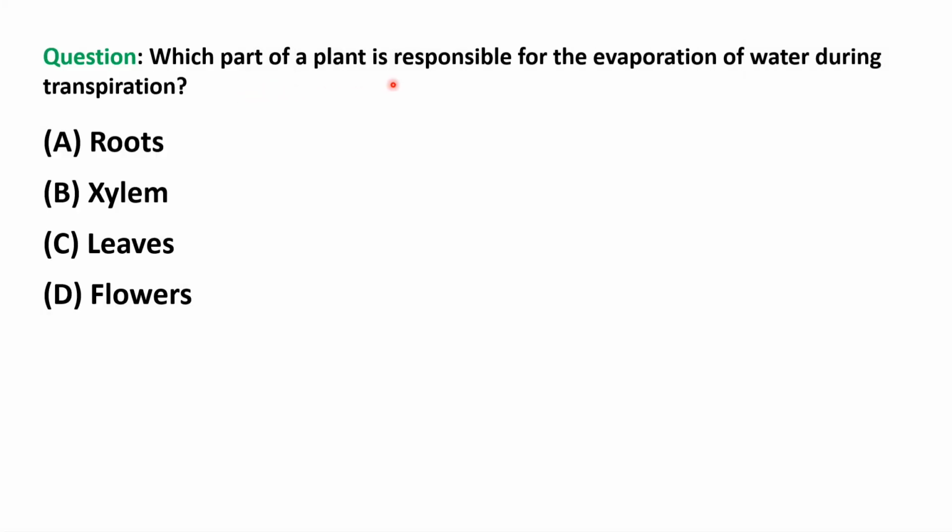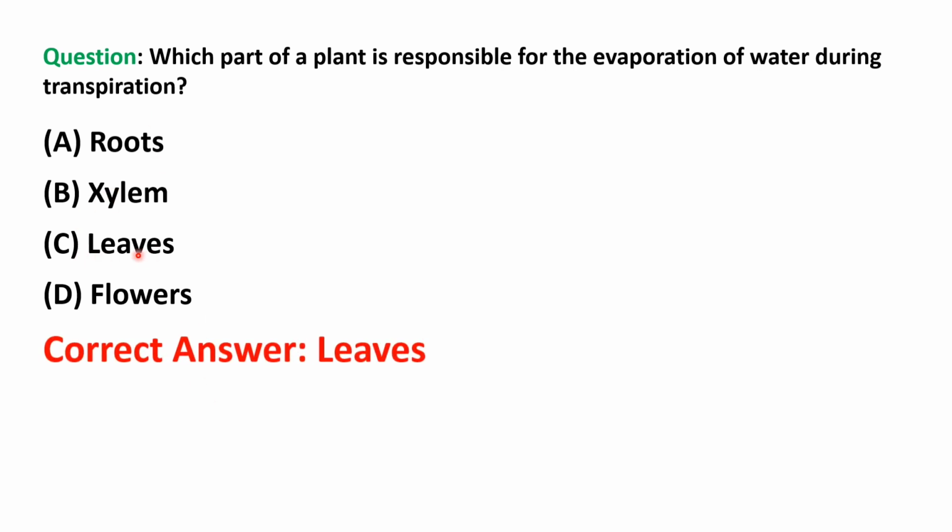Which part of a plant is responsible for the evaporation of water during transpiration? A. Roots. B. Xylem. C. Leaves. D. Flowers. So we are looking for the part of the plant that is responsible for the evaporation of water during transpiration. So the correct answer is C.